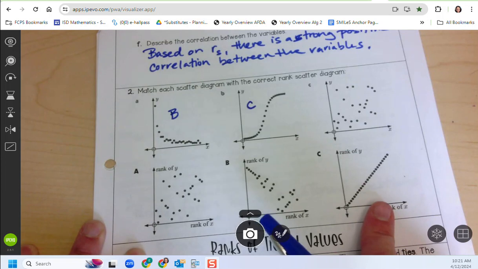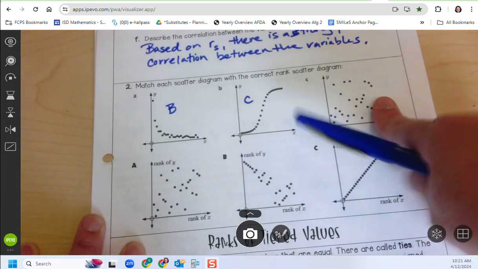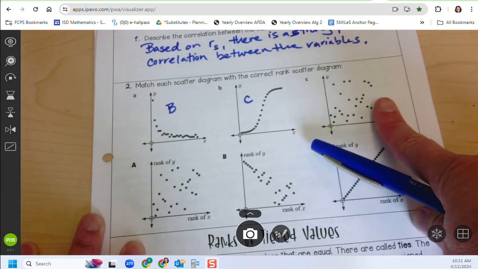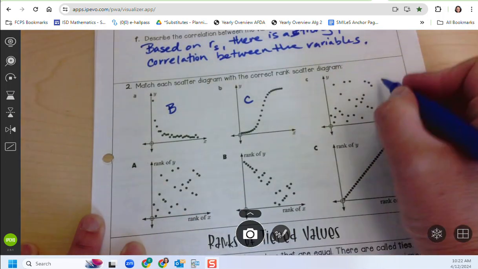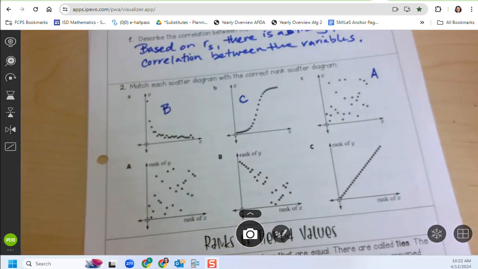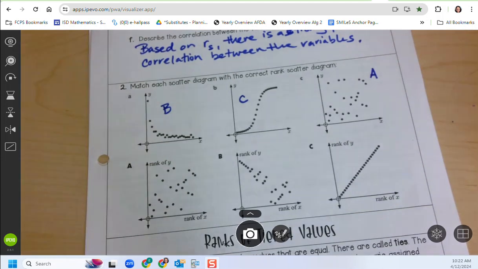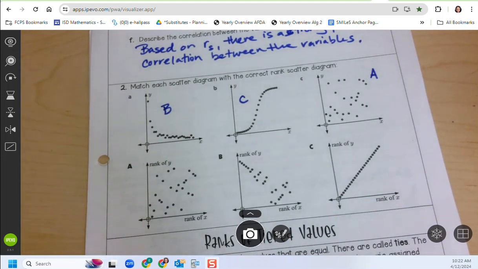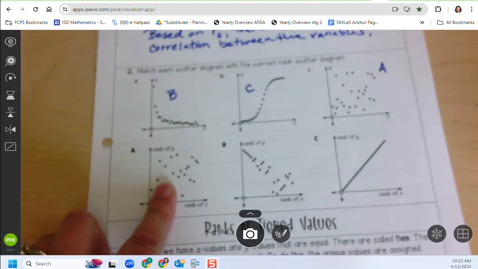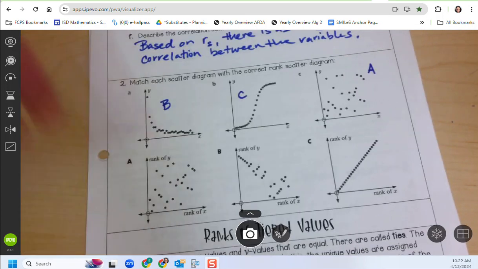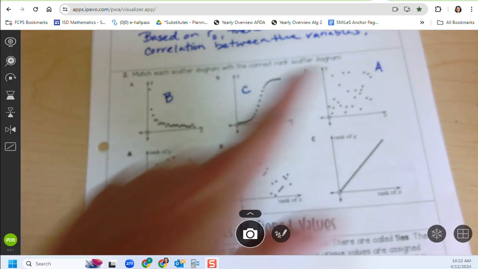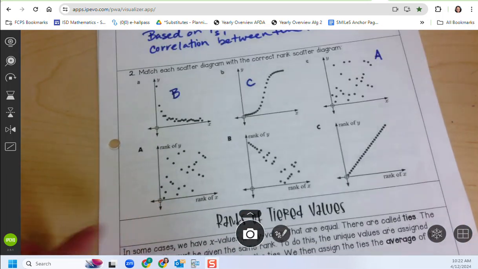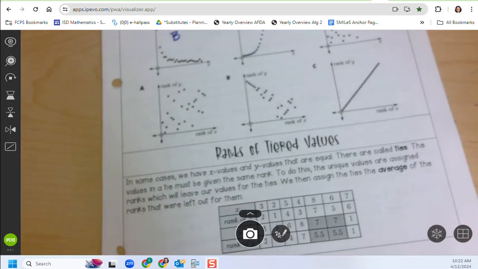This one would be what? A. And notice, you can't make everything look linear. If it's all up and down all over the place, it's not going to make any more sense when you change it to Spearman's rank, okay? So Spearman's rank will not lie to you and tell you that there's a pattern where there's not a pattern, okay? All right. Next part, ranks of tied values.